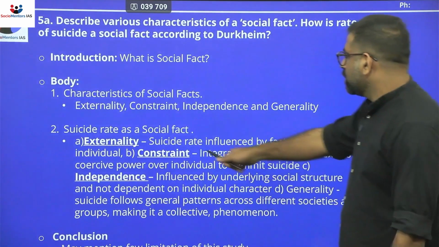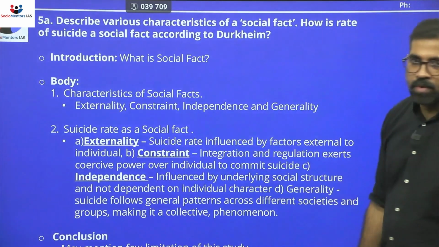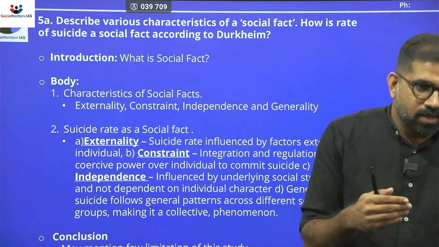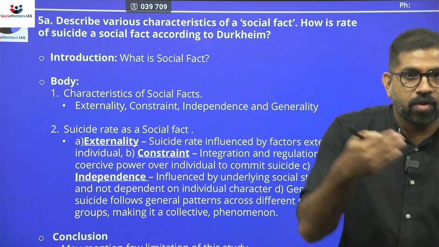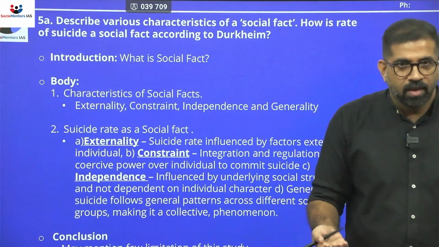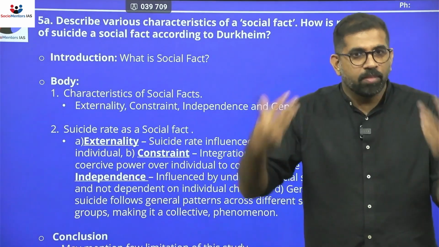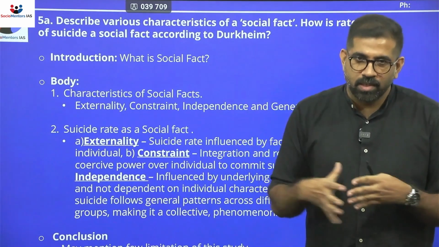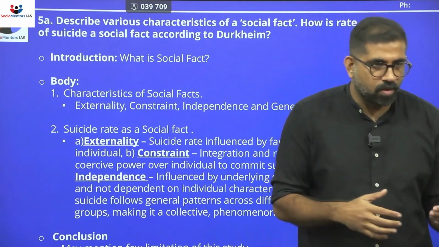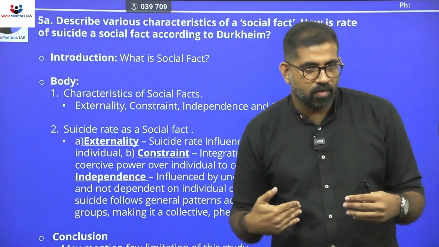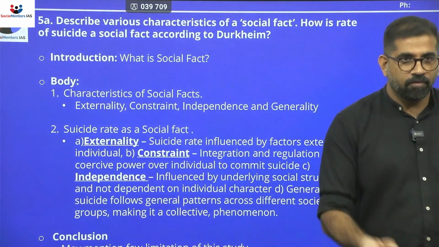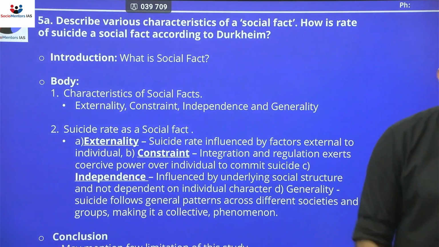Clear? Second, it is placing constraints on the individual. How? Integration and regulation. Society's integration levels and regulation levels will have a coercive power on the individual, because if you are part of a society where the regulation is very high, then there is a higher tendency for you to commit suicide because of the higher regulation in that society. So that means it has a coercive power on the individual. Higher integration as well as lower integration, higher regulation as well as lower regulation. So by connecting integration and regulation, Durkheim is mentioning the coercive power of suicide on an individual.